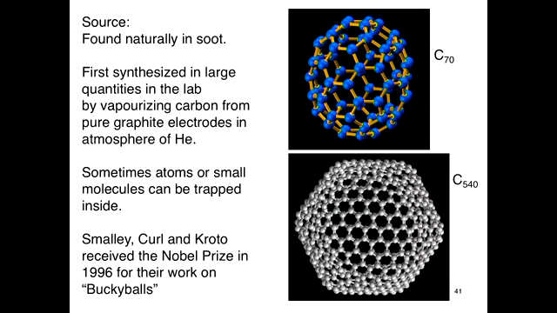So after the discovery of C60, other carbon cages were discovered. So C70 is quite a common form of carbon.